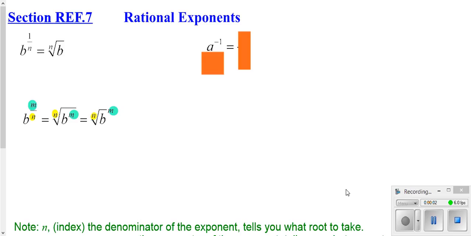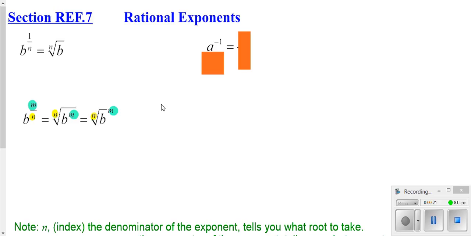We're going to go ahead and take a look at rational exponents. Remember, the root word of rational is ratio, which means you should be able to write it as a fraction. So we're going to look at exponents that end up being fractions. We've done a little bit of that in the past, but we're going to do more of it in this lesson.